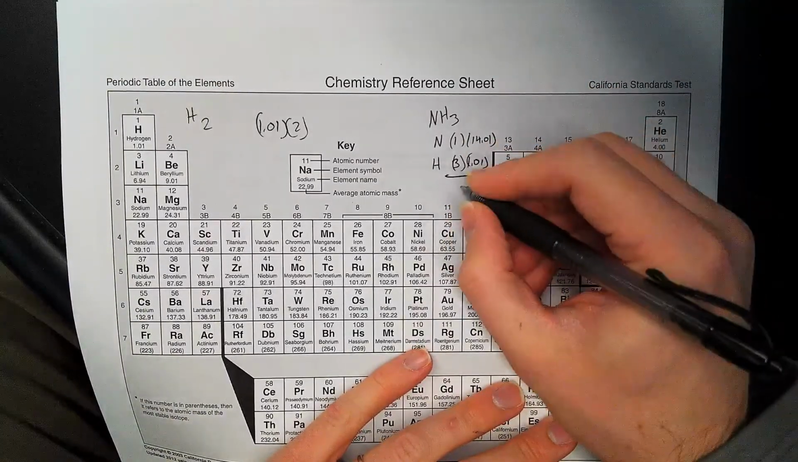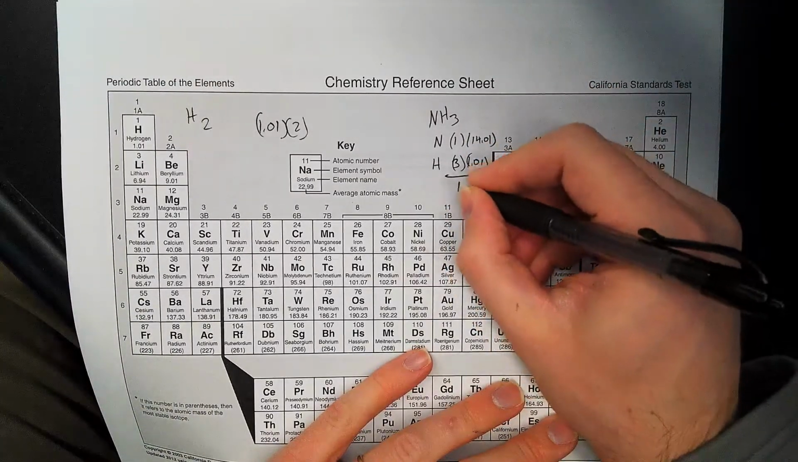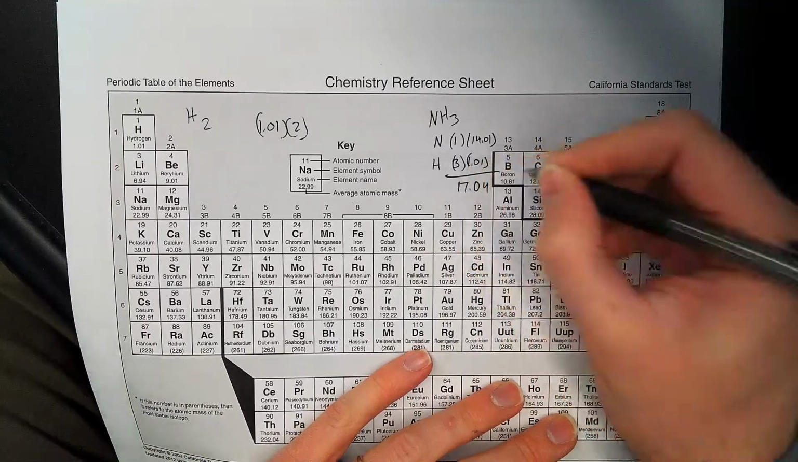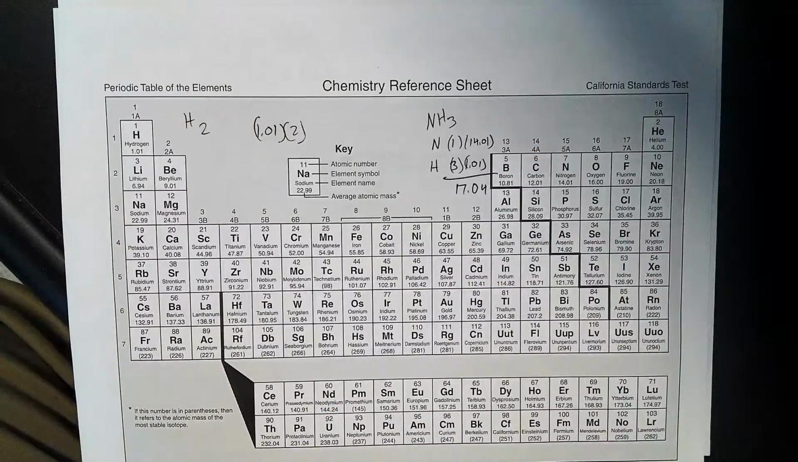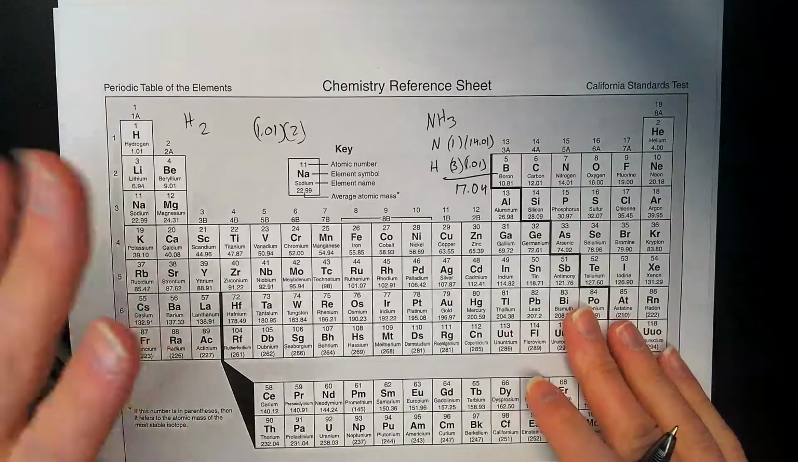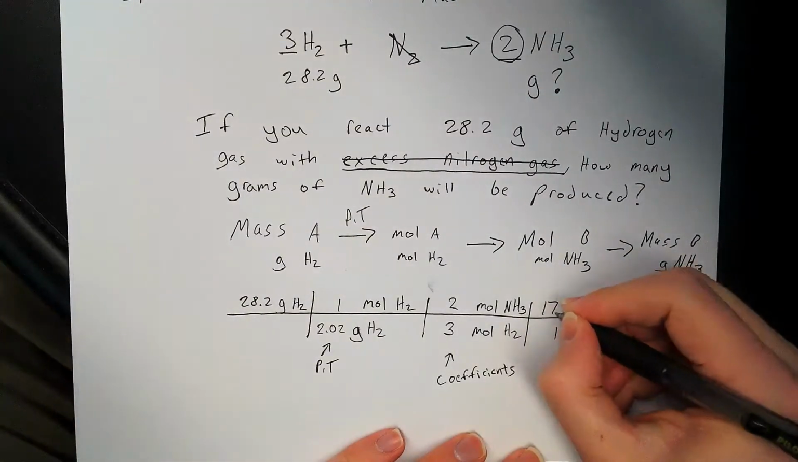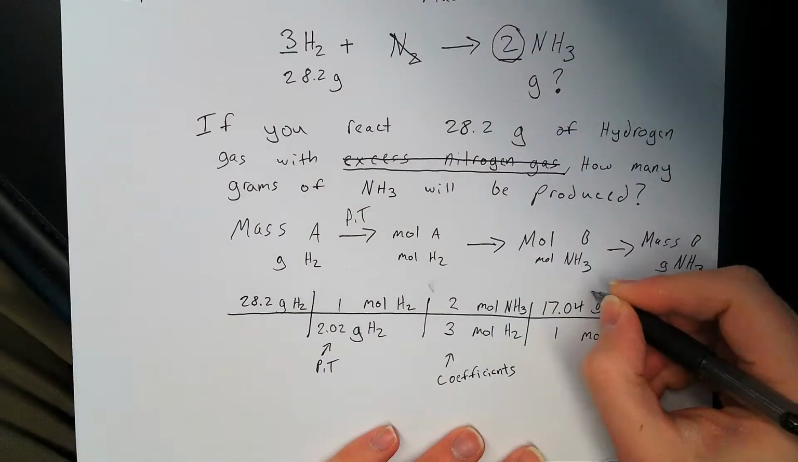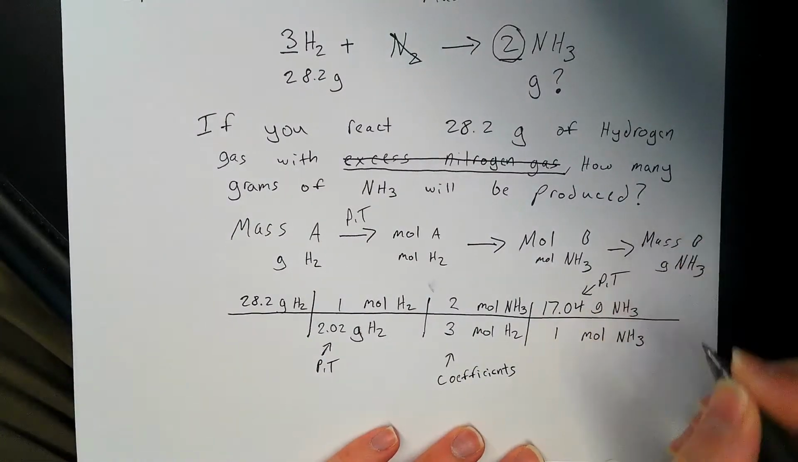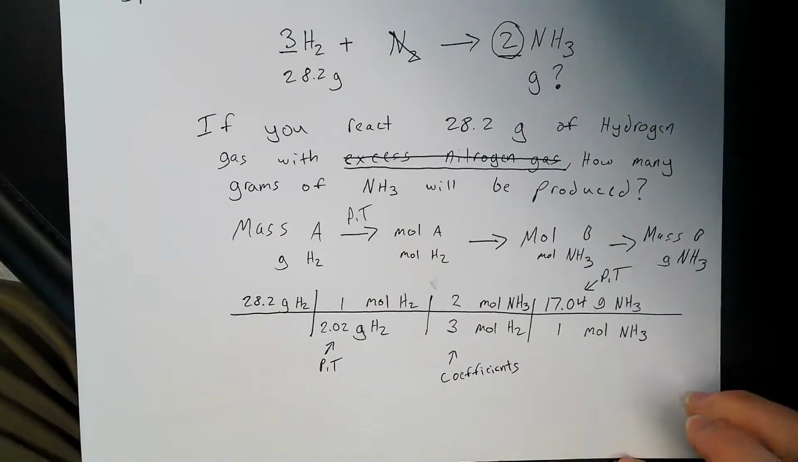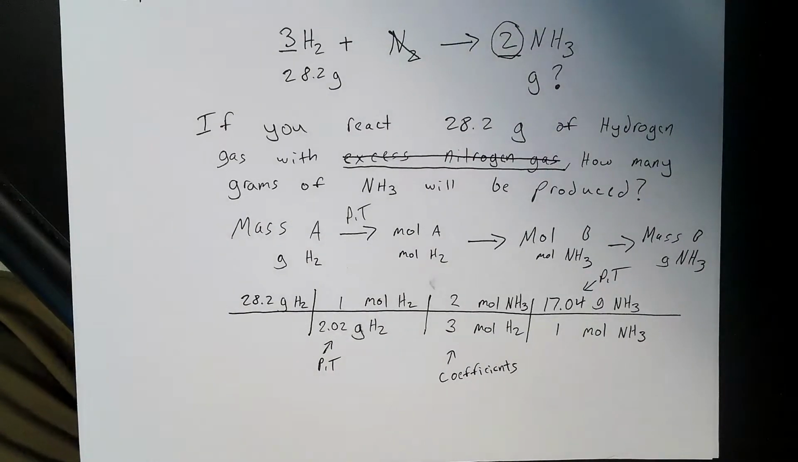That'll basically add up to, what'll that be? 17.04, right? So everybody got that? Like, we're good? So again, that number is from the periodic table. All right. Then you just do all the math.